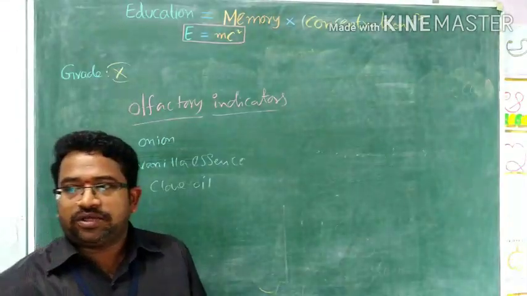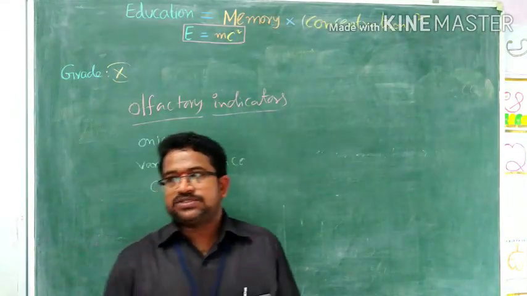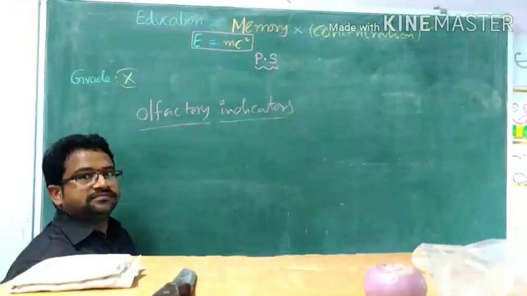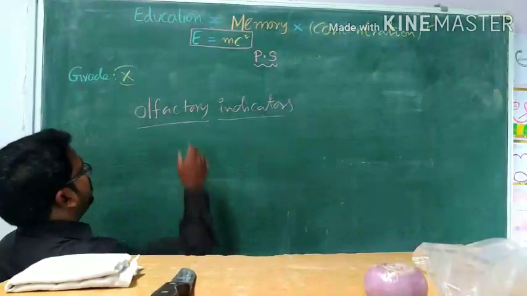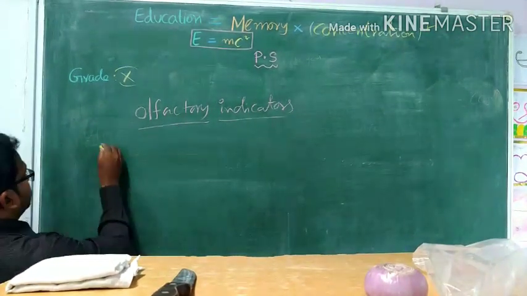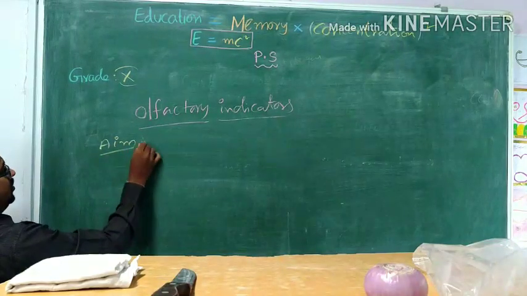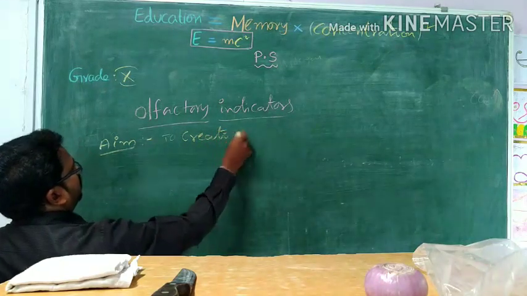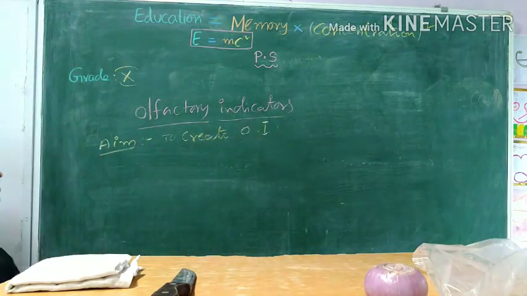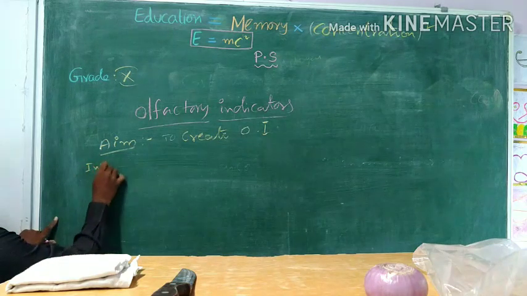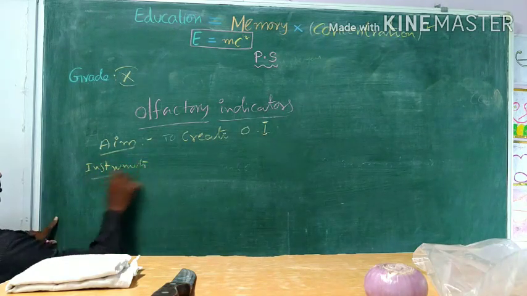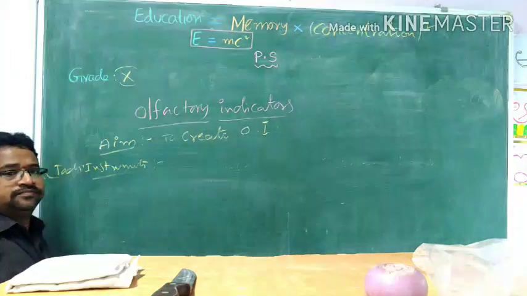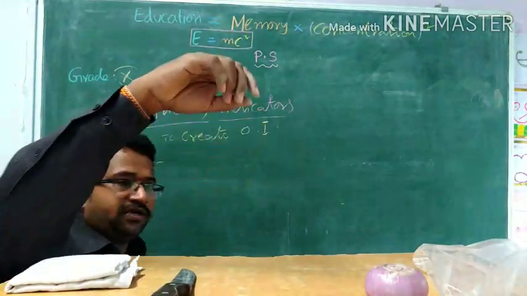Let us see how we can prepare olfactory indicators. With a small activity we can go for that. Okay, children, let us see how we can create these olfactory indicators. First, the aim. What is our aim? To create olfactory indicators. For this, what are the instruments, tools or apparatus we need? Let us see.